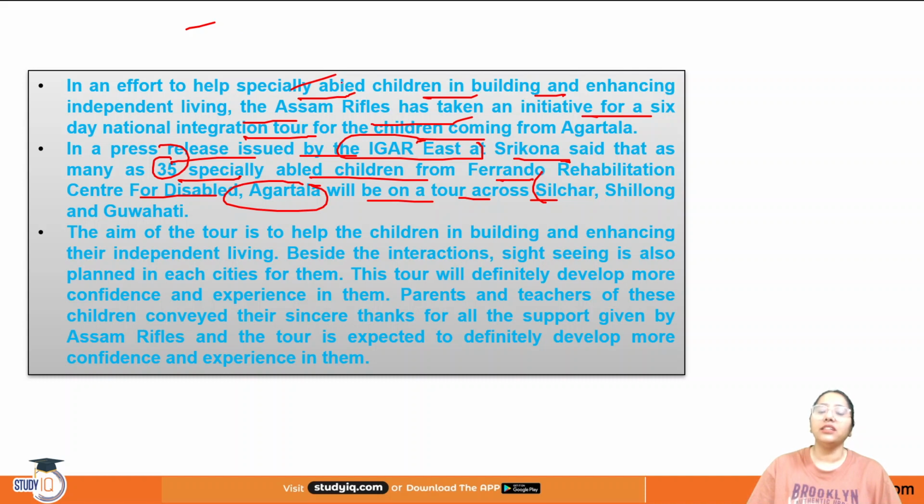and the conduct of the tour is on the shoulders of Assam Rifles. Aim of the tour is to help the children in building and enhancing their life, especially their independent life. Besides the interactions, sightseeing activities will be promoted in each city. This tour will definitely develop more confidence and experience in them. Parents and teachers of these children convey their sincere thanks for all the support given by Assam Rifles. And the tour is expected to definitely develop more confidence and experience among the specially abled children.